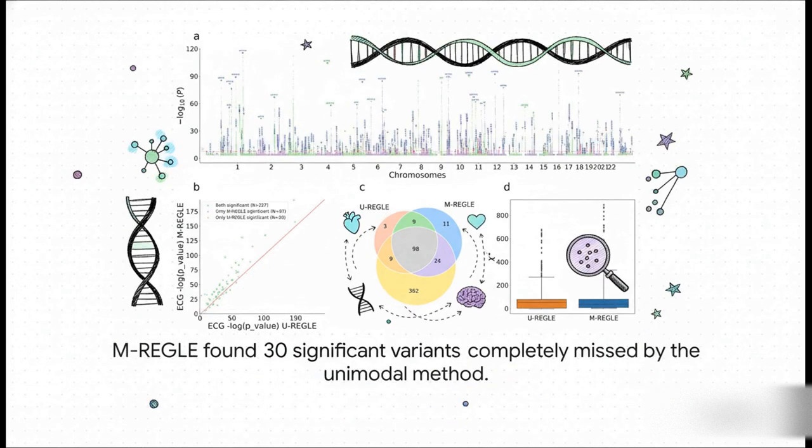Let's actually quantify this, because the numbers are pretty staggering. So MRGEL confirmed 122 known genetic links, which is great, but it also found 20 totally new ones. And get this, it found 30 genetic markers that were completely invisible when scientists looked at each data stream on its own. That's not just a little better, that's a whole new level of discovery.